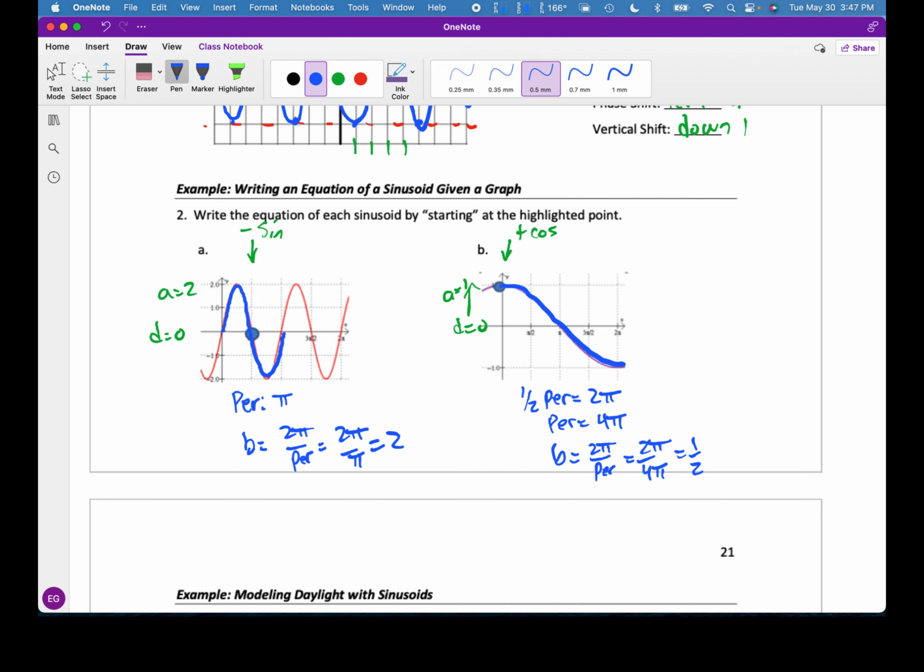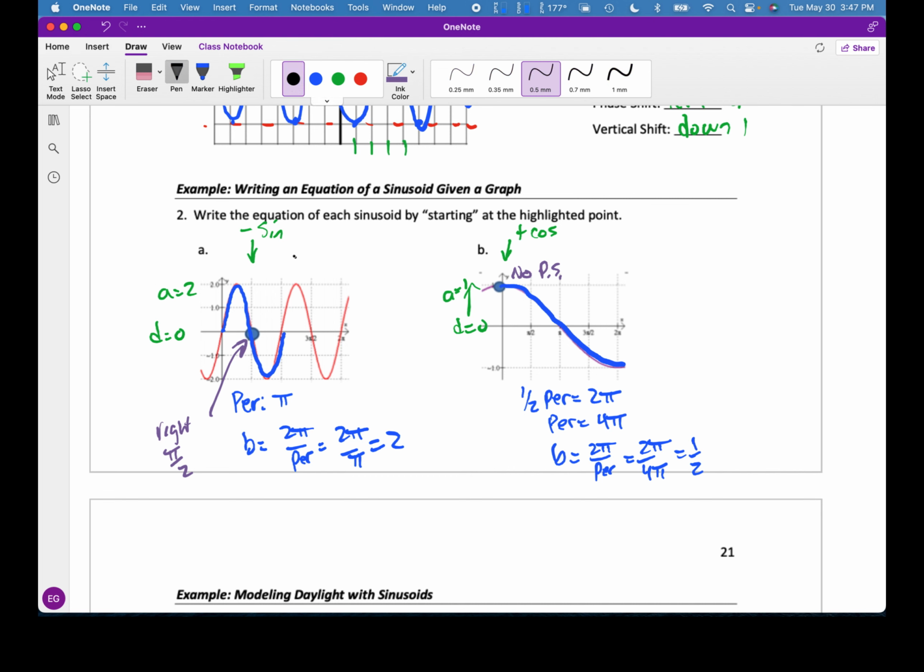And last but not least is we have the starting value here. So this starting value is telling us that we're moving the whole graph to the right. I think that's pi over 2. And this one, we're not moving it at all. So that means that there's no phase shift for this one.